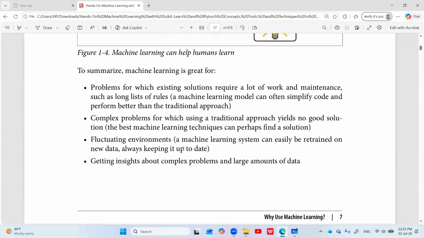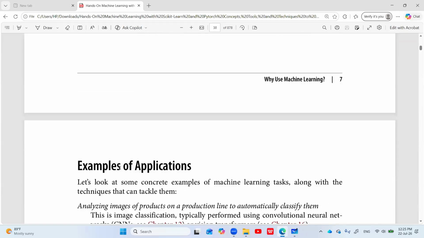Getting insights about complex problems and large amounts of data means machine learning can be used for data mining. So whenever a problem needs a very high number of rules, you can use machine learning. When you do not already have a solution or algorithm, you can use machine learning. When there is a fluctuating environment, like stock prices, you can use machine learning. And machine learning can be used to get insights, like data mining. Those are the four cases where machine learning can be used.